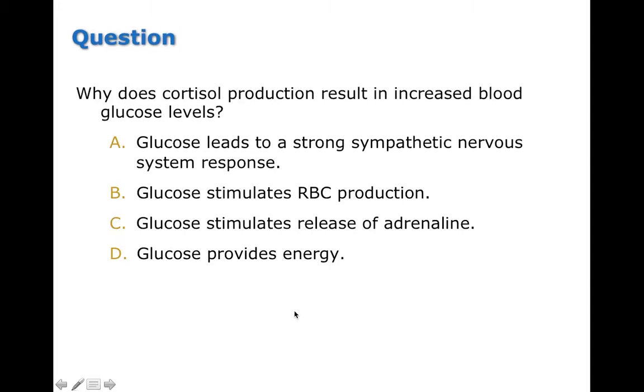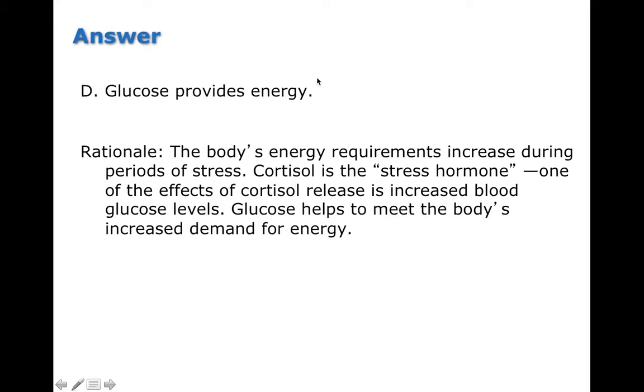Now, this question here says, why does cortisol production result in increased blood glucose levels? Well, earlier we talked about how glucose is a nutrient that can provide your cells with some energy. So glucose may lead to a stronger sympathetic nervous system response because it can provide energy to the organs that need it. It doesn't directly stimulate the production of red blood cells, and glucose also doesn't stimulate the release of adrenaline. But glucose, in its truest sense, does provide some chemical energy for your body's cells. So the best answer here is D, that it provides energy.